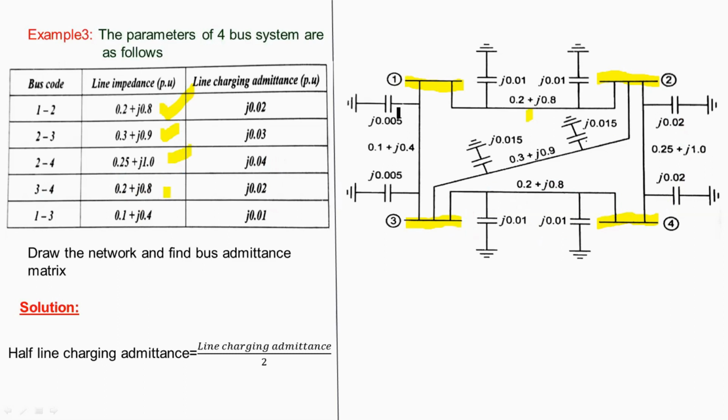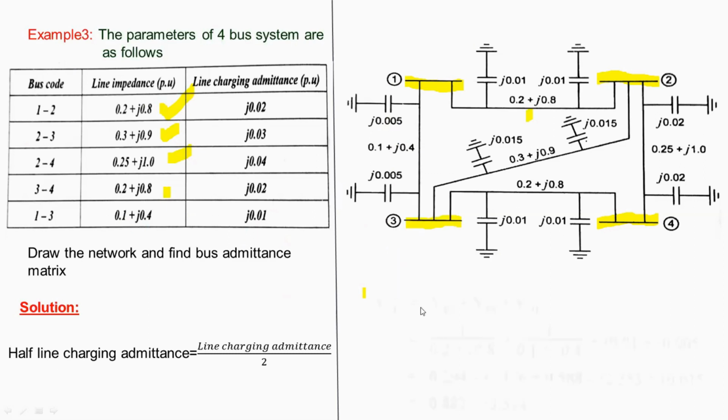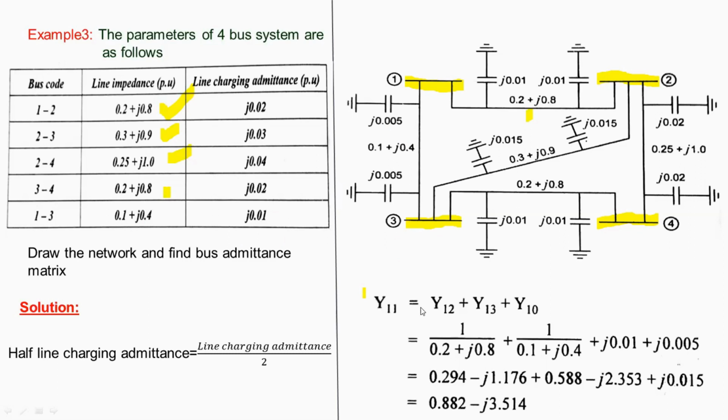Then finally, between 1 and 3, the impedance is 0.1 plus j 0.4, with line charging admittance j 0.01 divided by 2. This is the equivalent circuit of the given line data. Now let's calculate the bus admittance matrix.